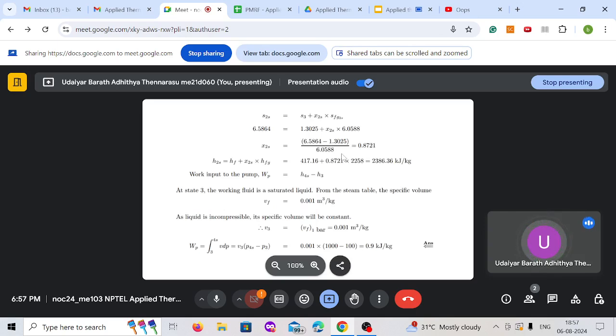So from this we can find out the entropy vapor fraction using the entropy values. Substituting that, S2s is S3 plus X2s into SFG2. So substituting values, we will find out your vapor fraction at state 2 is 0.8721. Using this we can now estimate the enthalpy at state 2, or the turbine exit, which will come out to be HF plus X2 into HFG, which is 2386.36 kilojoule per kg.